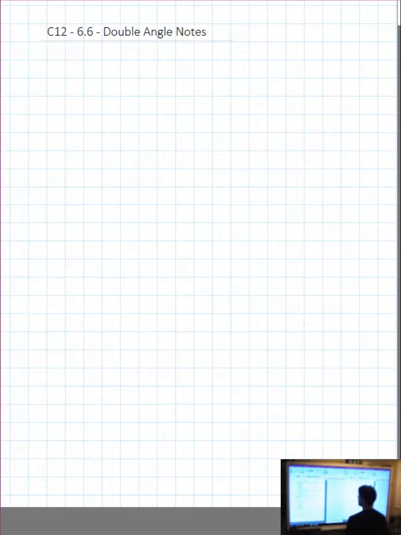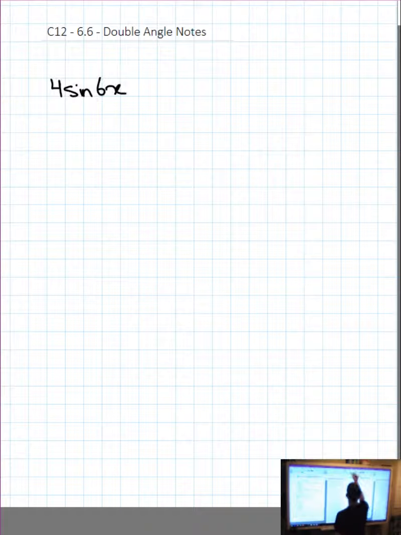Okay, let's finally take a look at some double angles. In the notes, I've written the actual identities off to the right, but when I do it on video, I'm going to write it above. The question at the top left says 4 sine 6x. And I'm going to wonder what that's equal to.